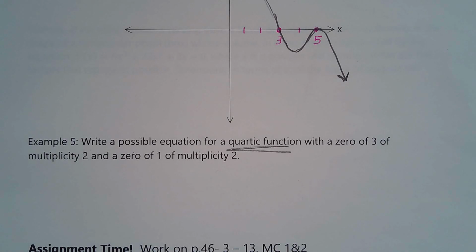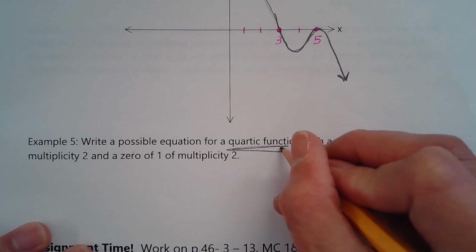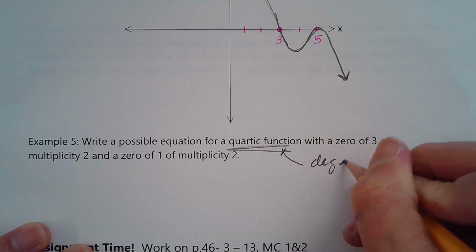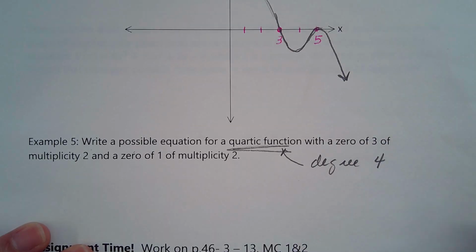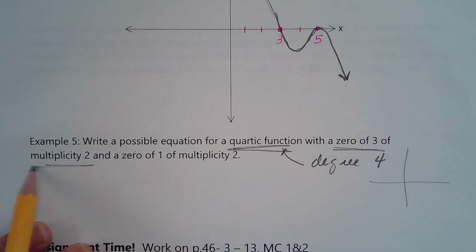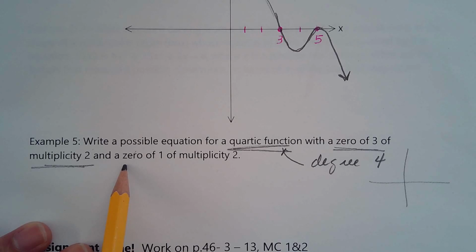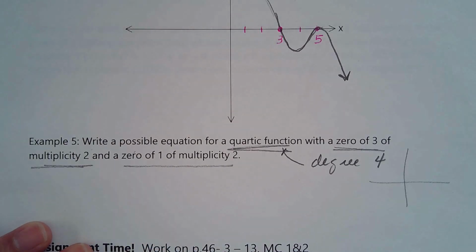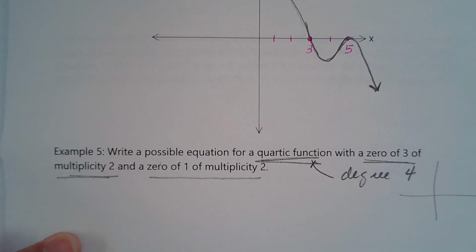Fantastic, thank you. Okay, so this is a quartic function. What does that tell you? Fourth degree, right? So this is going to be degree 4, which is an even degree. We're actually not graphing, so we don't care about the graph right now. A zero of 3, multiplicity of 2, and a zero of 1, multiplicity of 2. Okay, what's a possible equation?